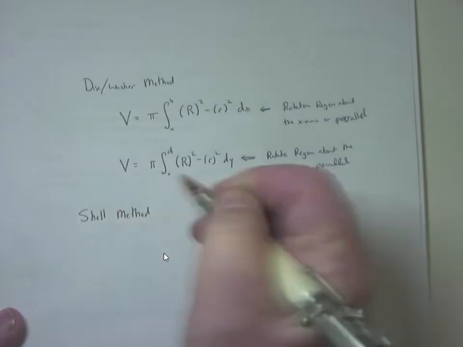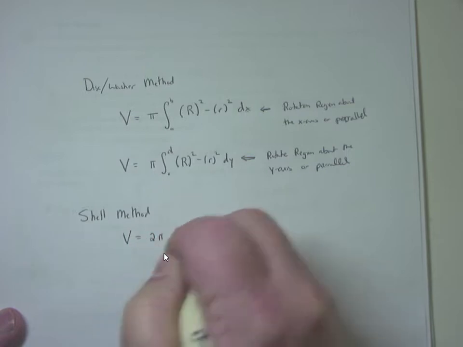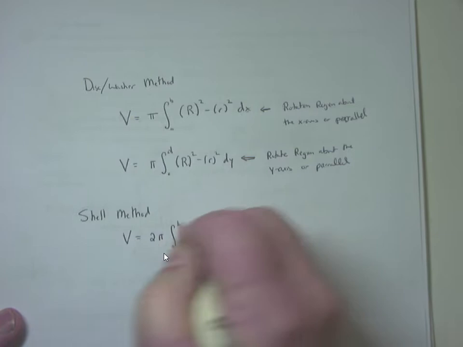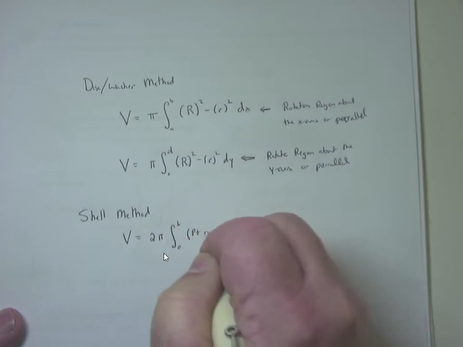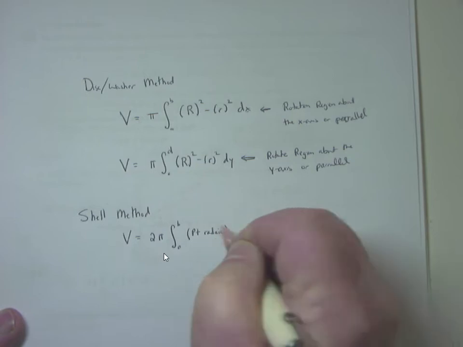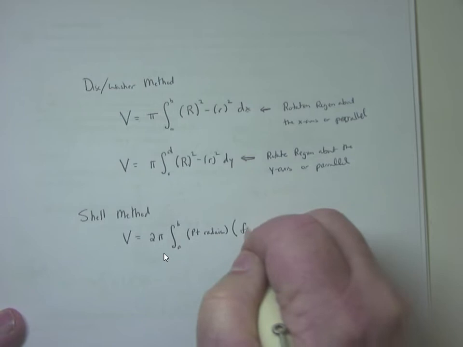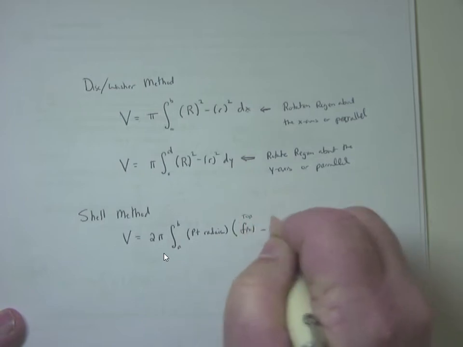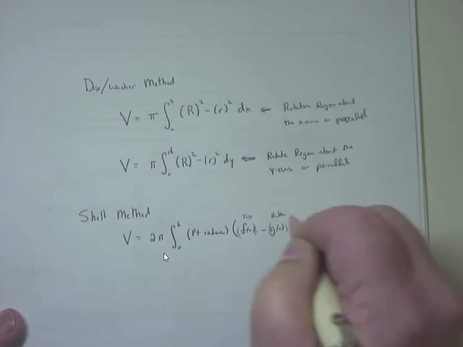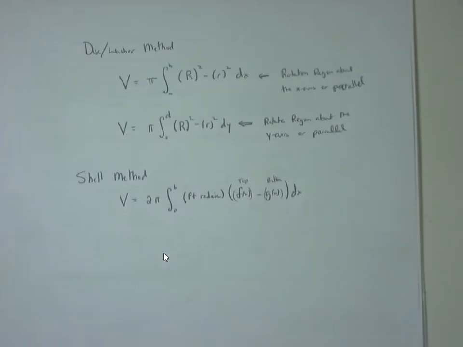Now, that being said, let's compare this to the shell method. The shell method formula was volume is equal to 2 pi times the integral from a to b of what we call a point radius. Use an arbitrary point there. Point radius times f of x top minus g of x bottom. And again, anytime you're subtracting stuff off, you've got to put parentheses around it, dx.